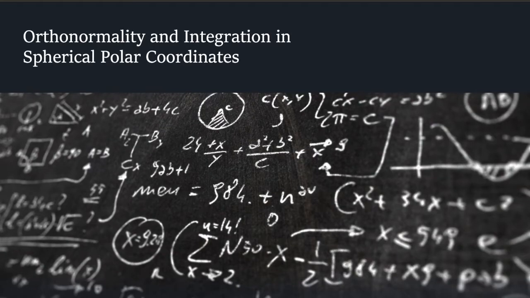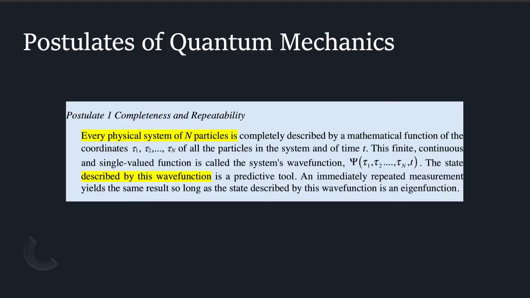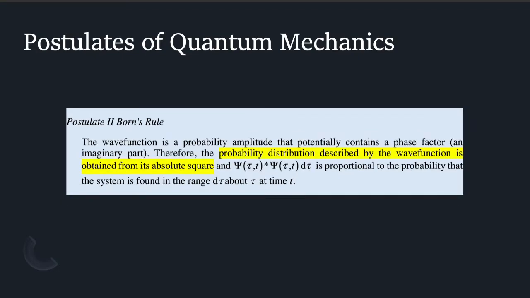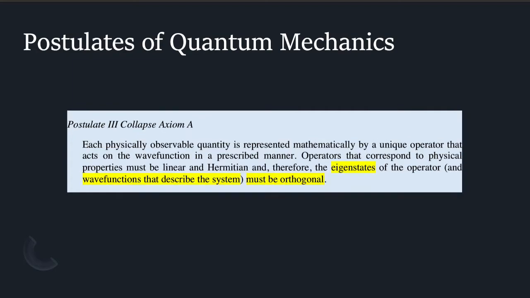Let's talk about orthonormality and integration in spherical polar coordinates. If we take a look at the postulates of quantum mechanics, we know that every physical system is described by a wave function. This wave function, its absolute square, describes the probability distribution for that system.